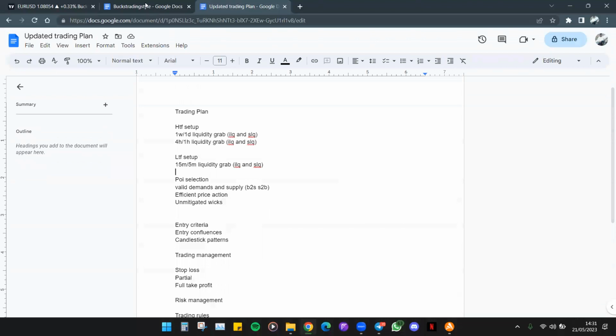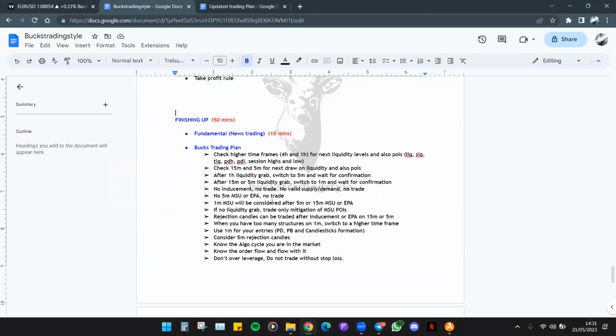Okay, I'm working on arranging my trading plan to make it better, like an updated version. So from the trading plan, more like a rule, right? We said, where is it? Rejection candles can be traded after inducement or EP on 15 minutes or 5 minutes.